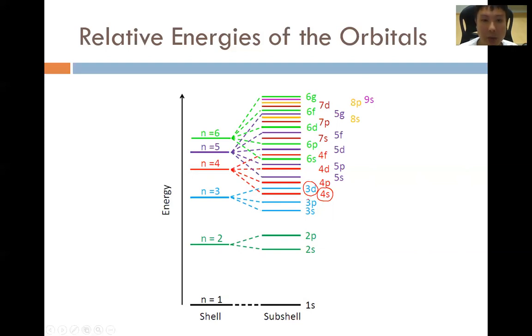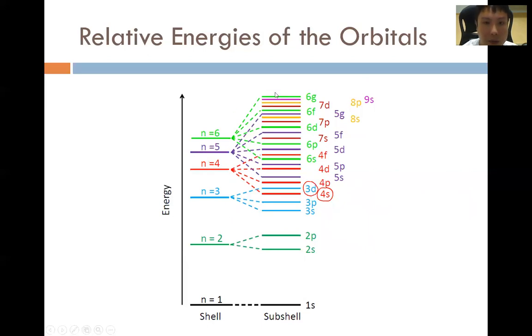Okay, so first of all, we would like to talk about how we can get the relative energies of the orbitals, because as you can see, it's not always true that the s orbital is lower in energy than the p or the d, and it's not even true that the energy of the orbitals in the principal quantum number 3 is always lower than that in the principal quantum number 4.